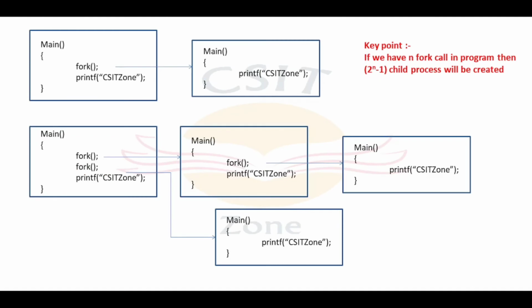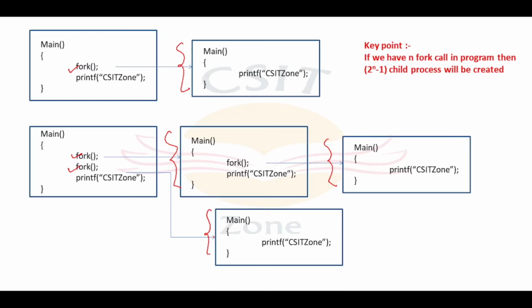Now let's understand the examples. In example 1, we have one fork system call, so one child process will be created. In example 2, we have two fork system calls. For the first fork system call, below that one more fork system call is there. For the first fork system call, two child processes will be created. And for the second fork system call, it is the last one, so only one child process will be created.